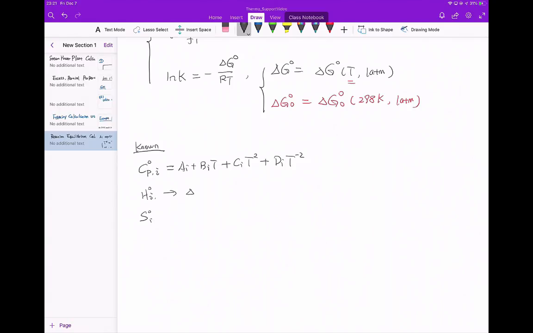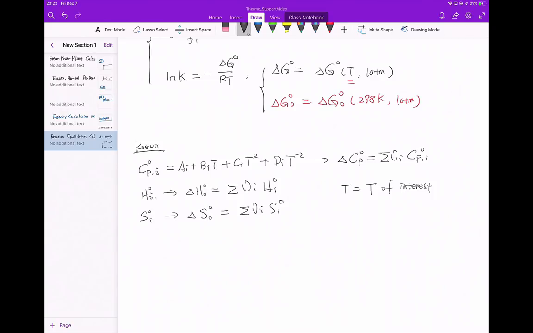Where we can have the standard state enthalpy change of the reaction, which is sum of nu i h i naught. Similarly, the standard state entropy change of the reaction is sum of nu i s i naught. Of course, for this we can also calculate delta Cp of the standard state, which shall be sum of nu i Cp i naught. So you see that there's no double naught, meaning the temperature is T, the temperature of interest. For all those equations so far.